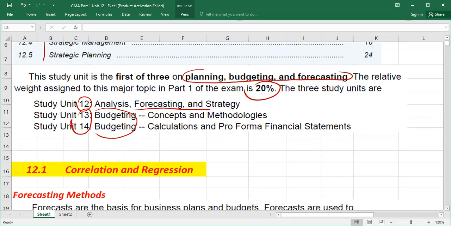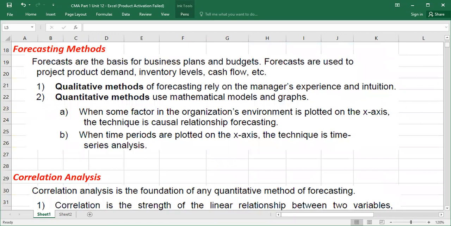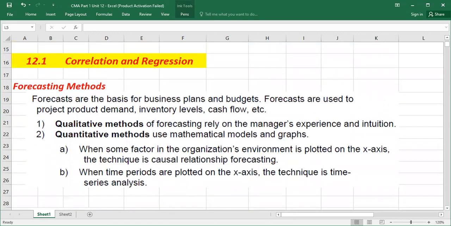So let's start now. We are going to discuss now. So 12.1 is, guys, correlation and regression analysis. So we are starting with this point.